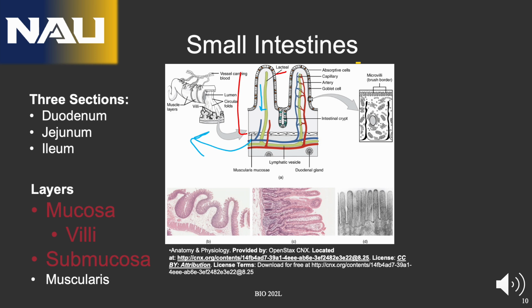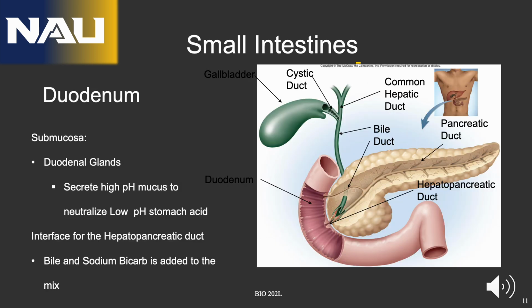So the duodenum is the first segment. It's about 10 inches long, and it receives chyme from the stomach, along with bile from the gallbladder and digestive enzymes and bicarbonate from the pancreas. It contains duodenal glands, also known as Brunner's glands, that secrete an alkaline mucus to help neutralize the acidic chyme.